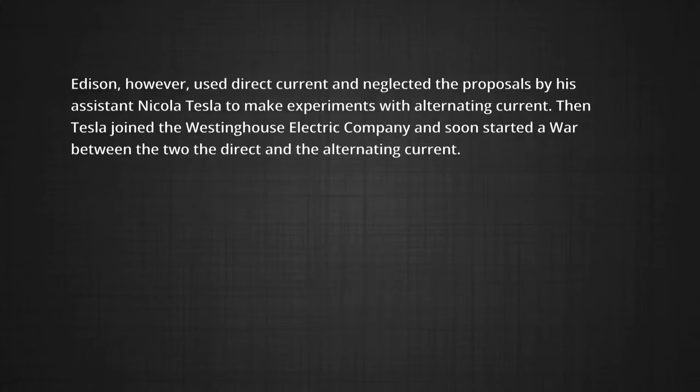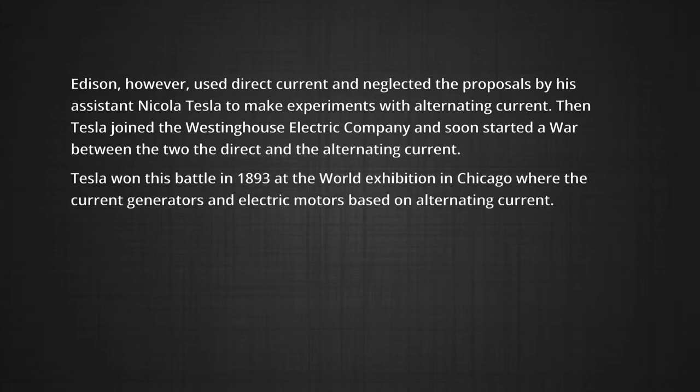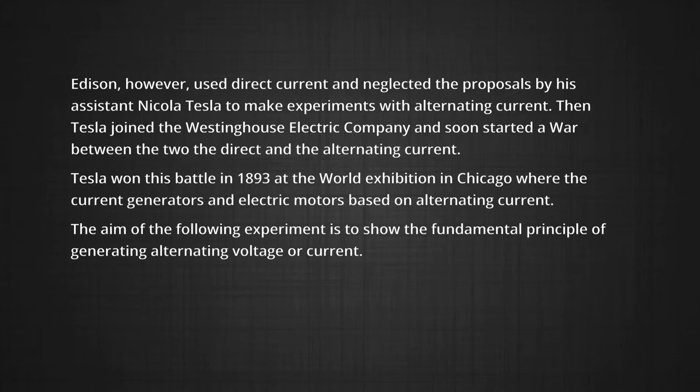Edison, however, used direct current and neglected the proposal by his assistant Nikola Tesla to experiment with alternating current. Then Tesla joined the Westinghouse Electric Company and soon started a war between the two, the direct and the alternating current. Tesla won this battle in 1893 at the World Exhibition in Chicago. Here the aim is to explain the fundamental principle of generating alternating voltage or current.